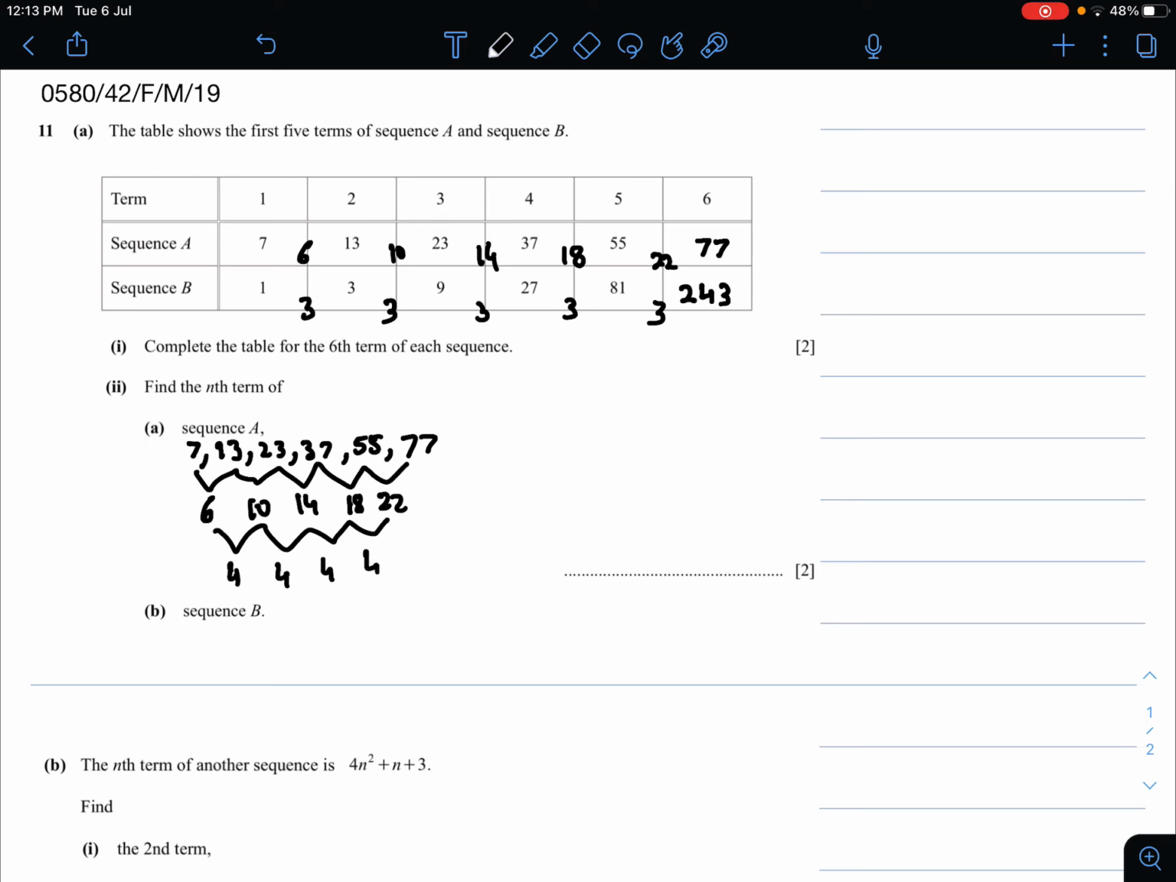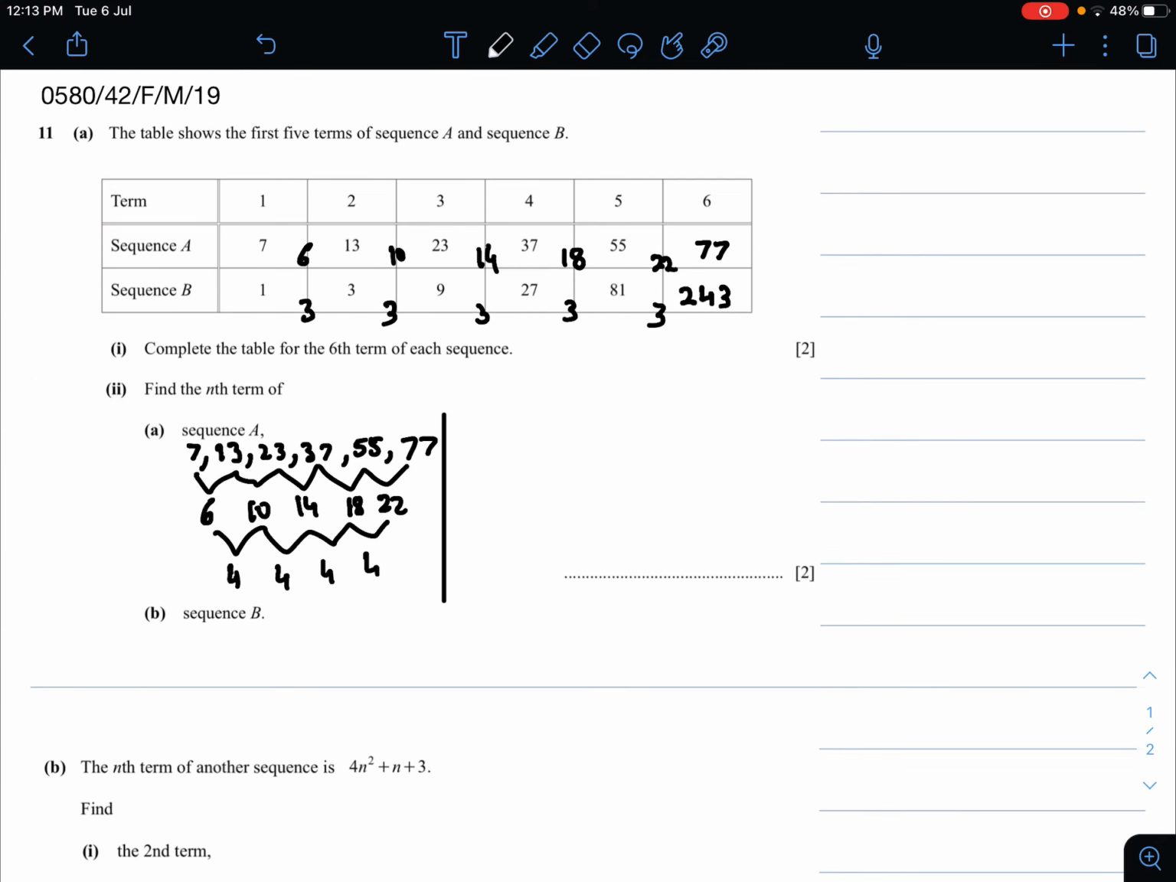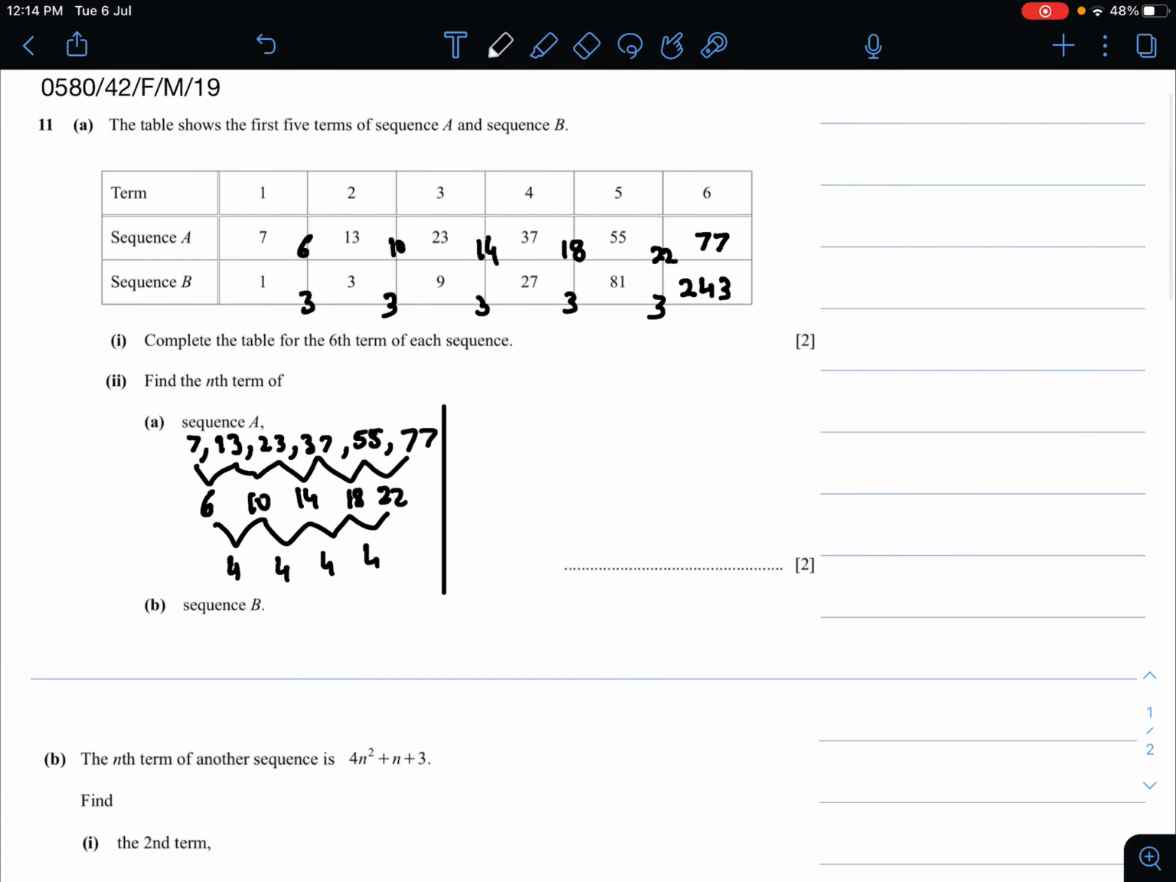Now you can see that the common difference is the same, proving that it is a quadratic sequence because we found the common difference the second time. So if we find the common difference the third time that you find the difference, then it's a cubic sequence. But in this case it's a quadratic sequence, so let's start with that. A quadratic sequence is written in the form an square plus bn plus c.